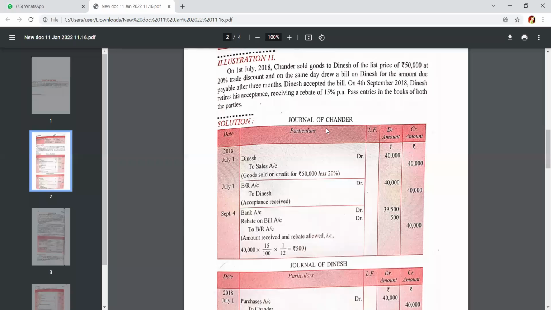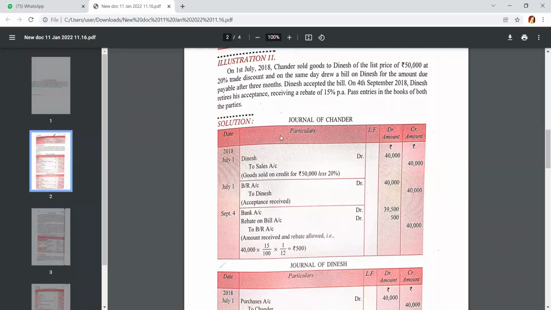As we read the statement, on 1st July 2018 the transaction takes place. On this date, Chandar sold the goods to Dinesh. In a way, Chandar is the vendor and Dinesh is the buyer. Chandar will draw the bill, so Chandar becomes the drawer and Dinesh becomes the drawee. So we have to maintain the books of Chandar as well as Dinesh. Now Chandar sold goods to Dinesh of list price rupees 50,000 at 20% trade discount.